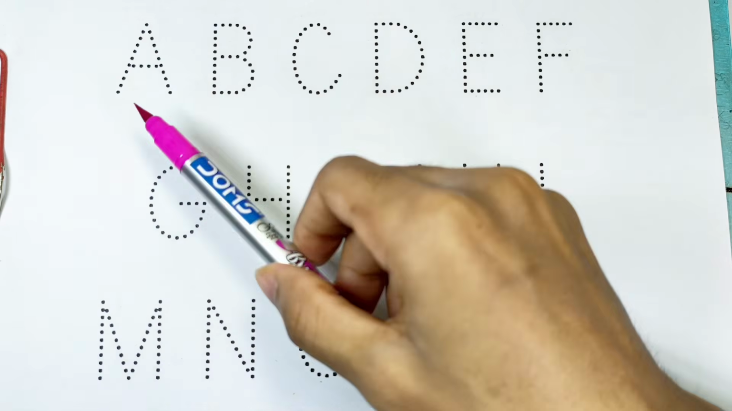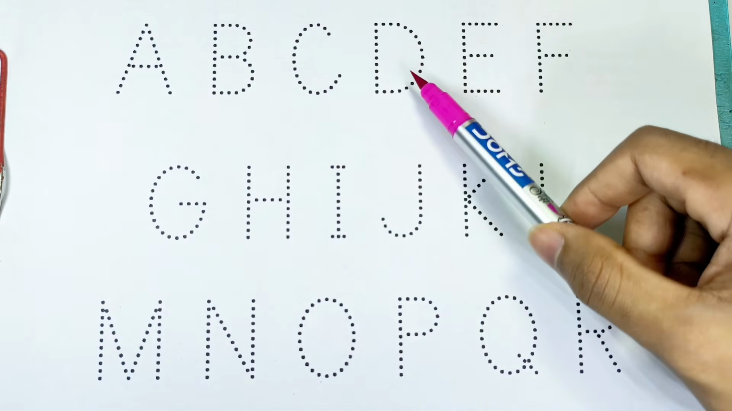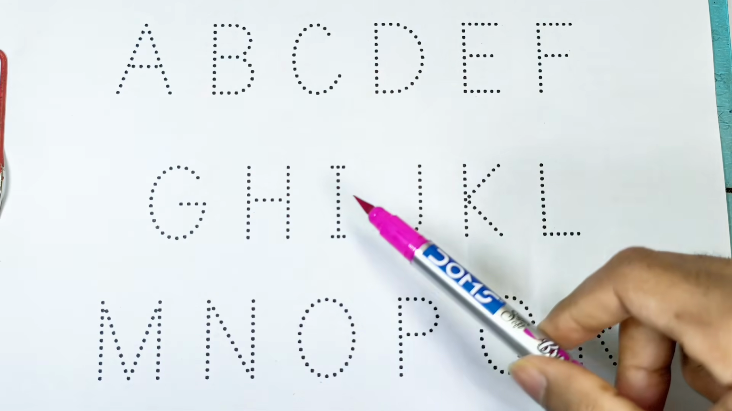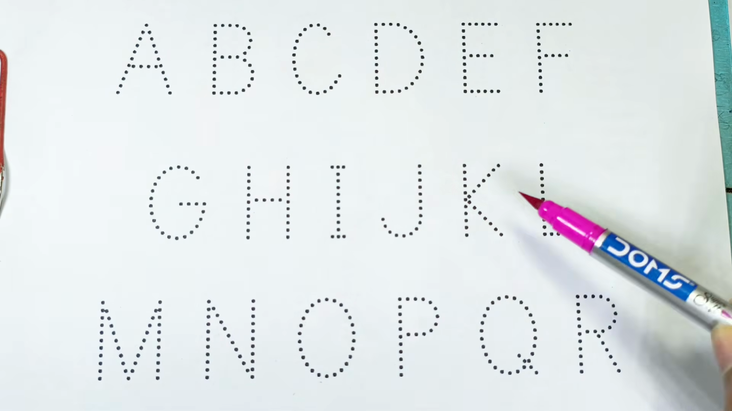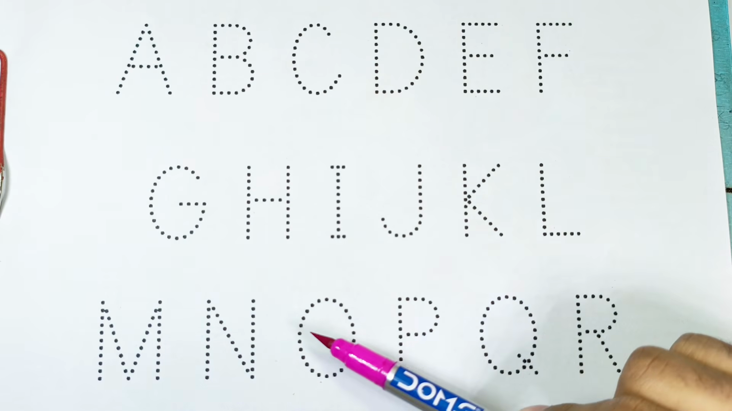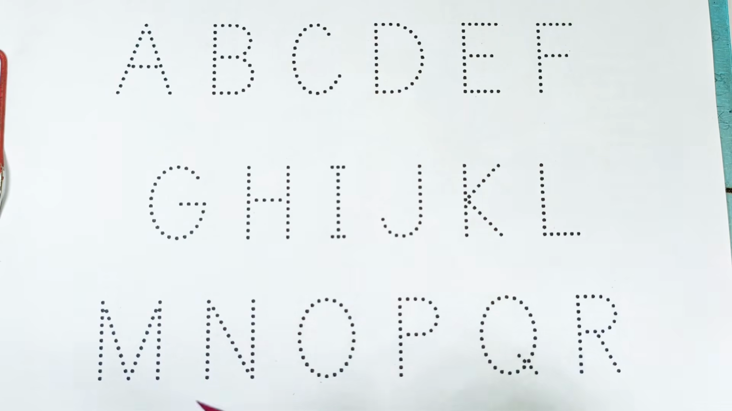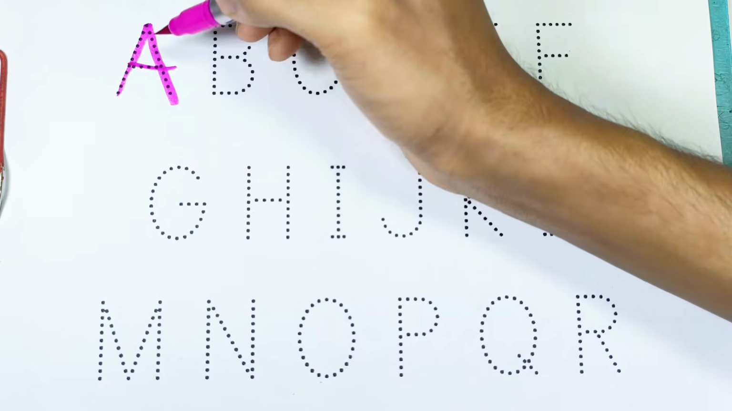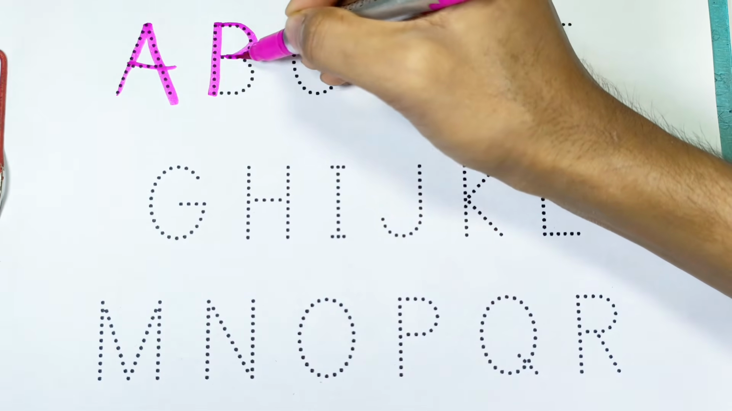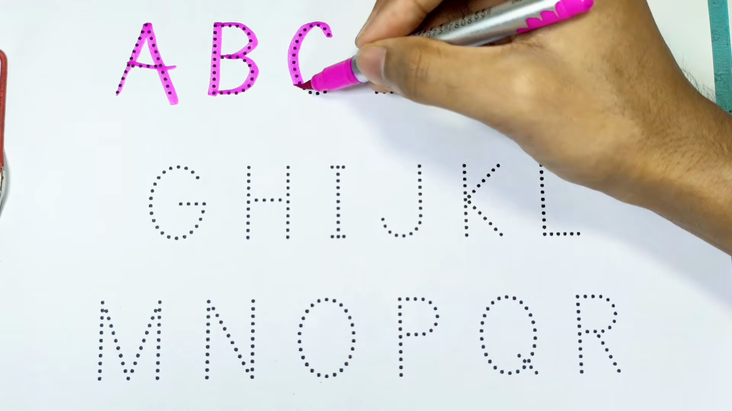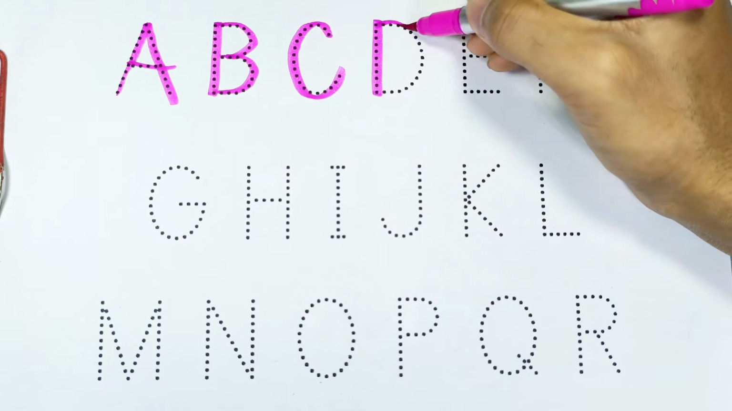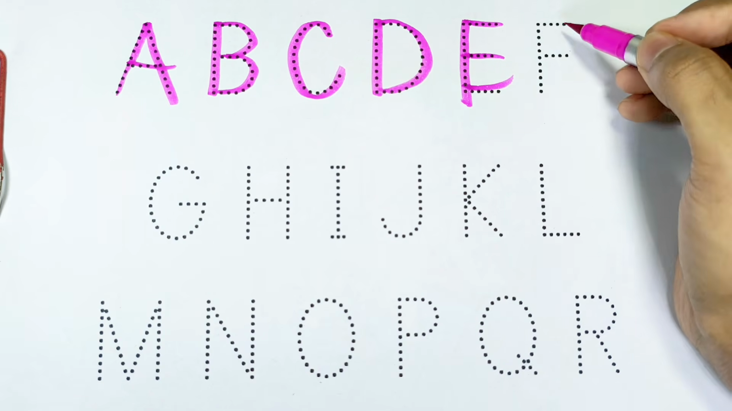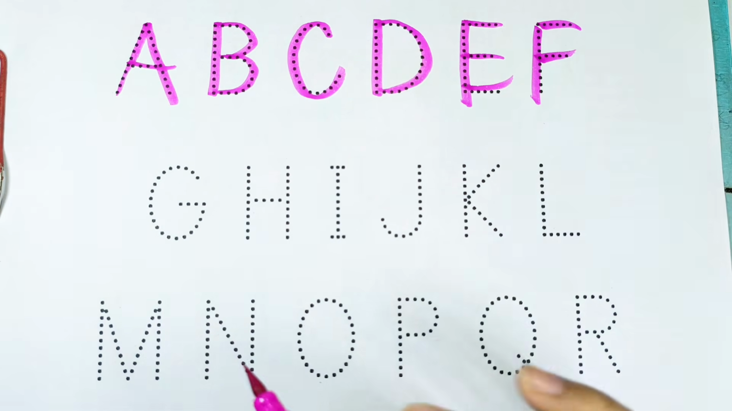Dark pink color. A, B, C, D, E, F, G, H, I, J, K, L, M, N, O, P, Q, R. First we are writing the alphabet A. The next one is B, B, C. The next one is D, D for dog. E for egg. F for fish, F for fan.